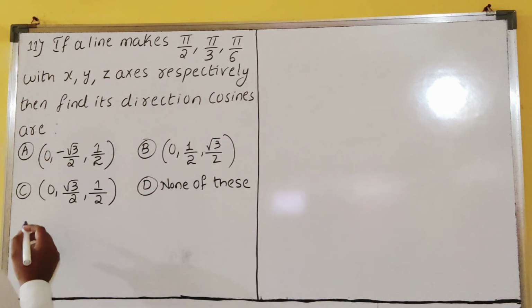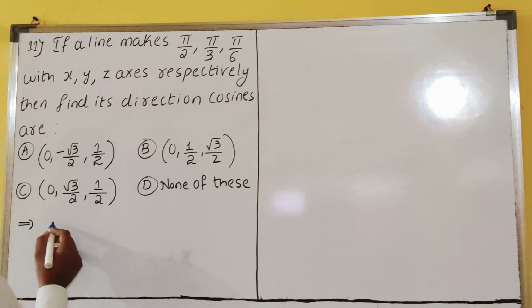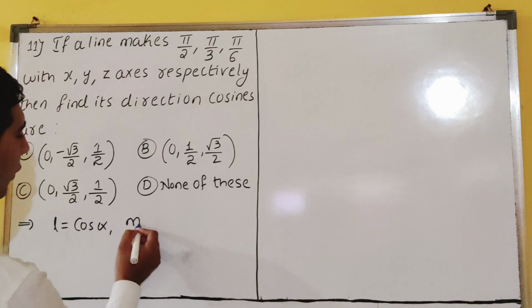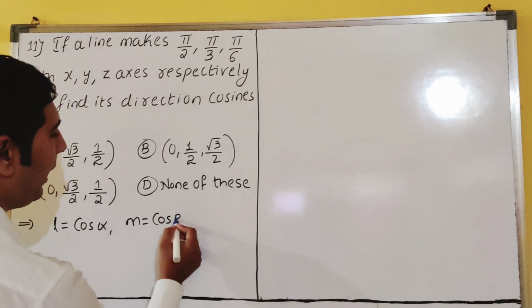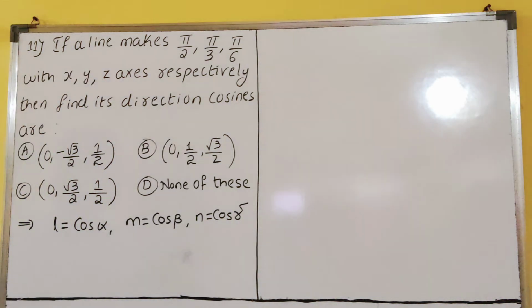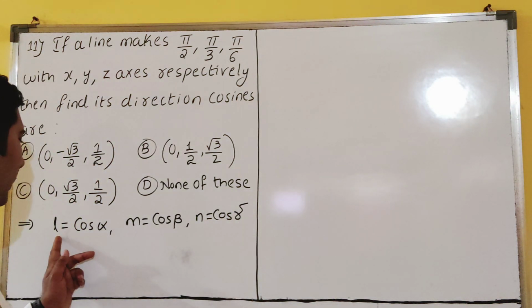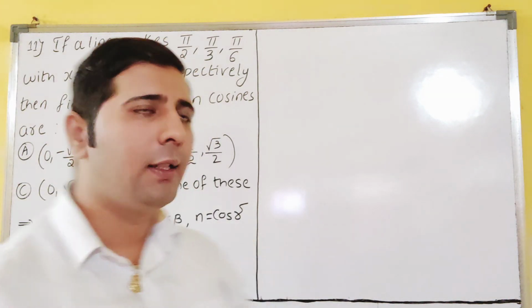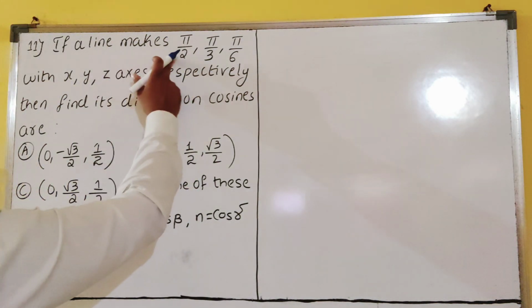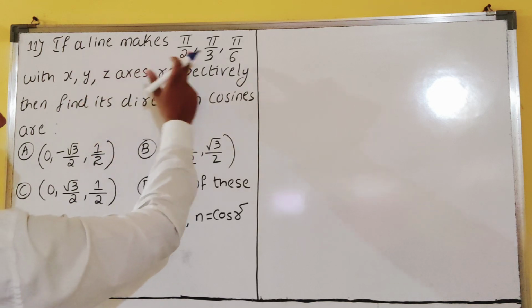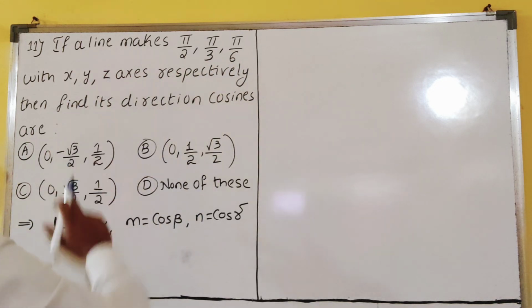So direction cosines usually we will write as l is equal to cos alpha, m is equal to cos beta and n is equal to cos gamma, dear students. So these are the direction cosines. l, m, n are called as what? Direction cosines. Now here they have given the angles: x axis is making pi by 2, y axis pi by 3, z axis pi by 6.